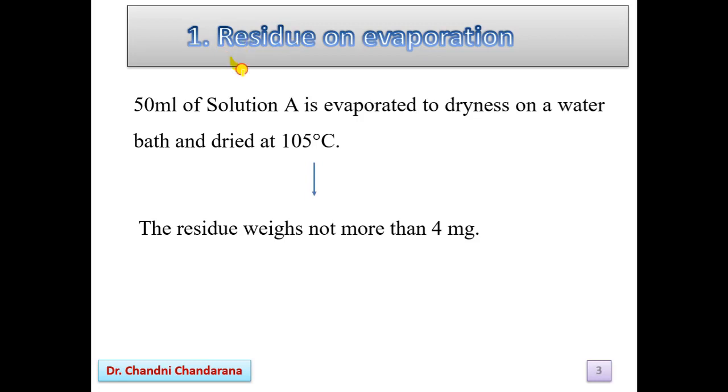The first test is residue on evaporation. For that we take 50 ml of solution A and evaporate it. Residue on evaporation means we evaporate that solution to dryness on a water bath and dry it at 105 degrees centigrade. So what will be our end point? The residue weighs not more than 4 milligrams. After that we weigh our residue, and it should be less than 4 milligrams.